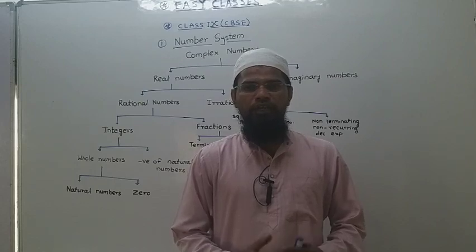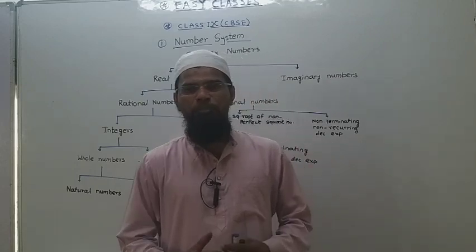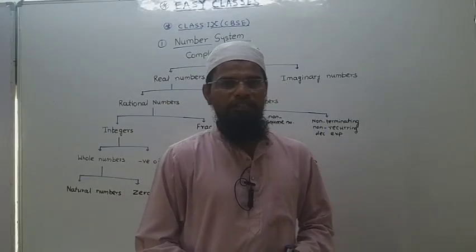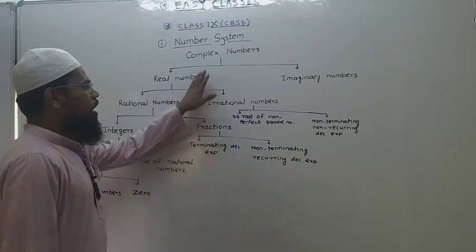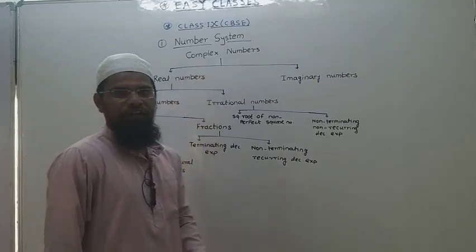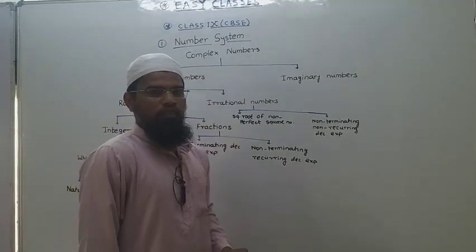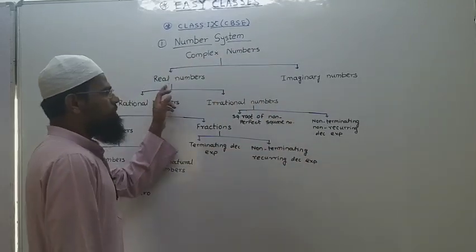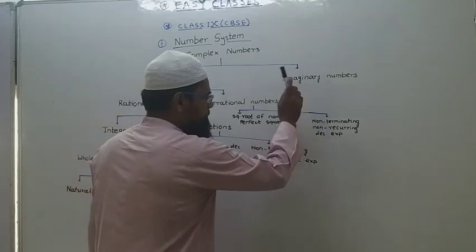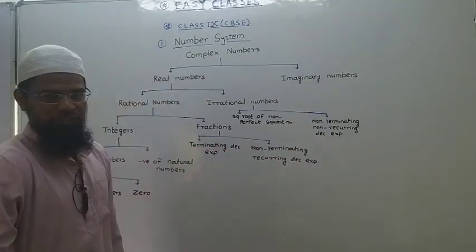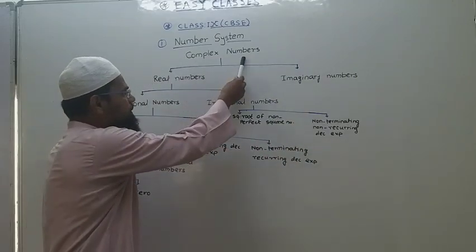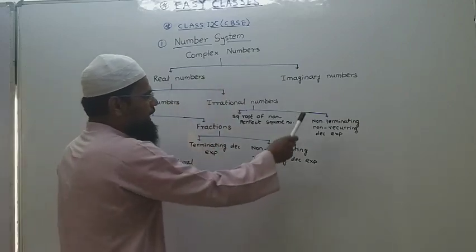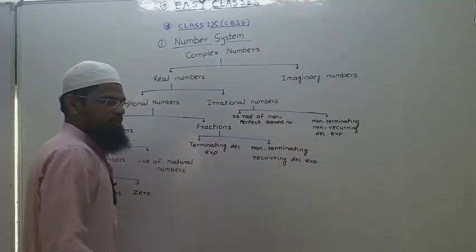Today we will discuss the introduction part of the number system. So in the number system, first we concentrate on the complex number. The complex number is the combination of real numbers and imaginary numbers. So please concentrate. Complex number is nothing but the combination of real numbers and imaginary numbers.